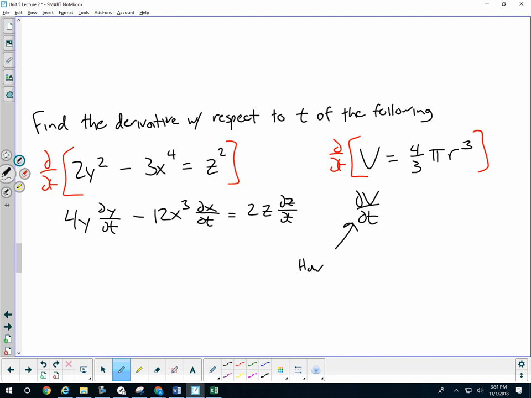Well, I told you how fast the volume's changing. I'm blowing air at 100 cubic centimeters per second or something like that. And then we'll have 4/3 pi, and then 3r squared dr/dt. What would dr/dt stand for? How fast the radius is changing.